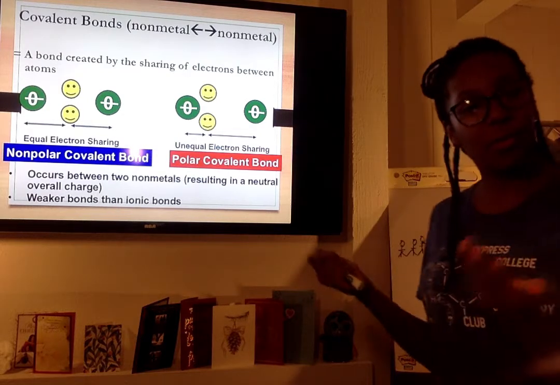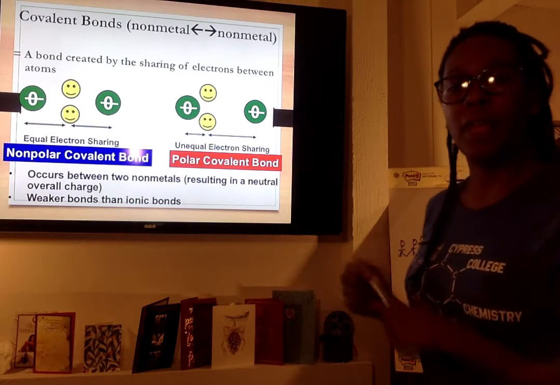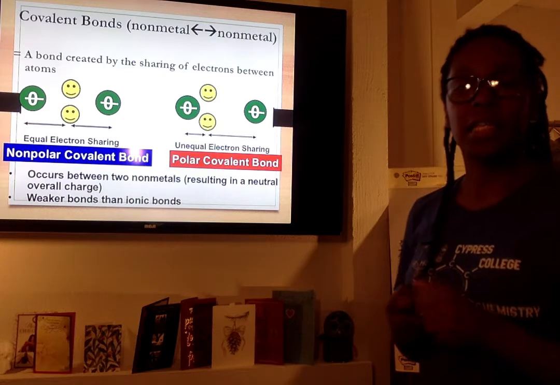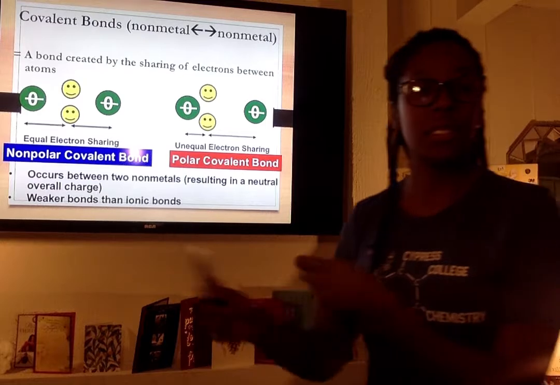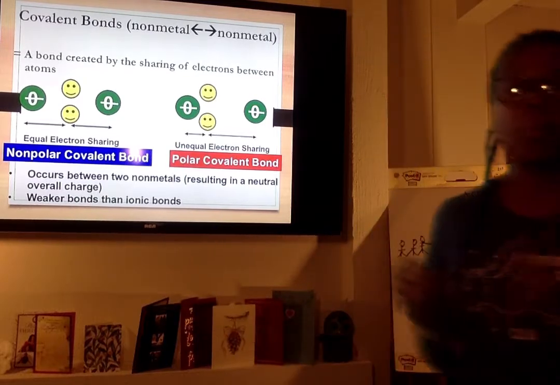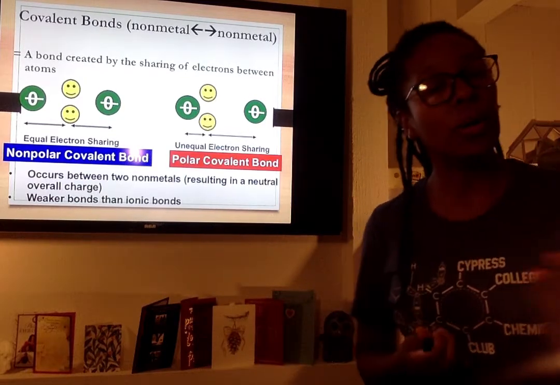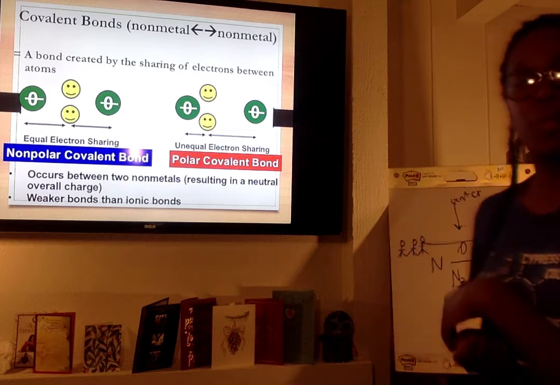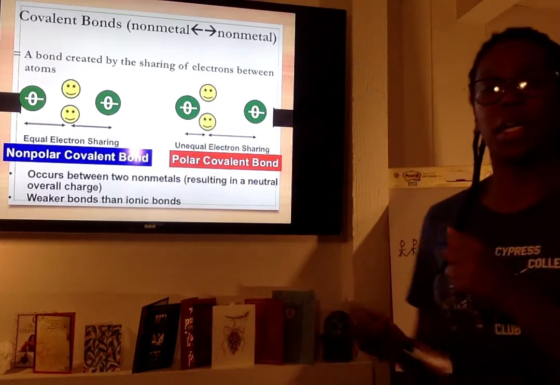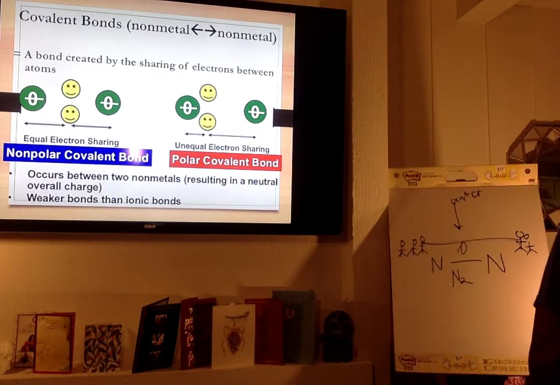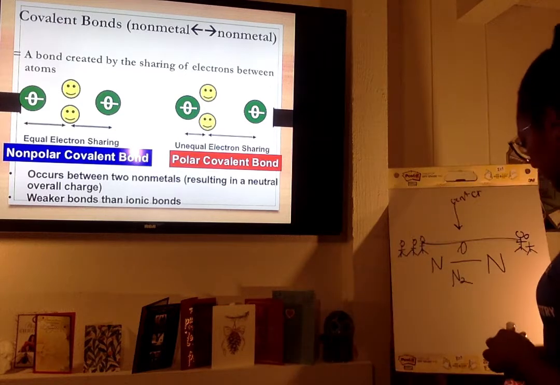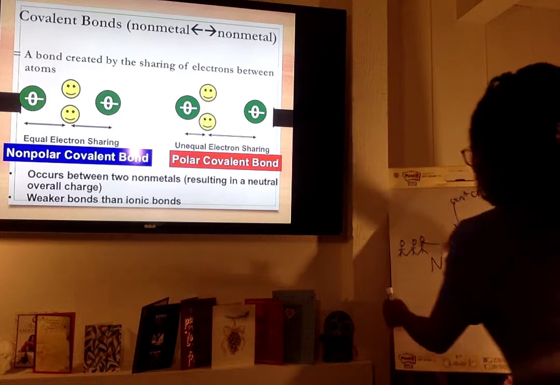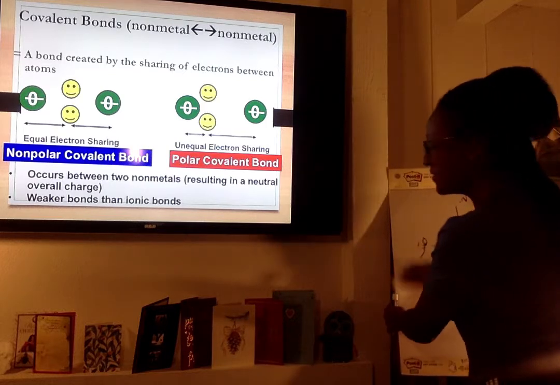So the way I like to remember polar covalent and nonpolar covalent is there's no pull for nonpolar, which means it's an equal sharing. And for polar, there's going to be a pull on one side, which means there's going to be an unequal sharing. Because if one person is pulling harder than the other, then that's going to be unequal. So I hope you got my little example.